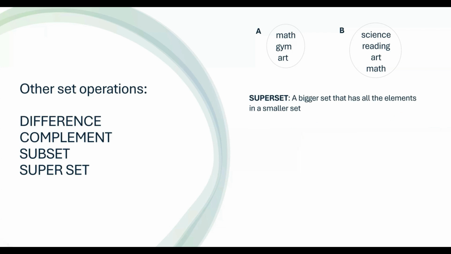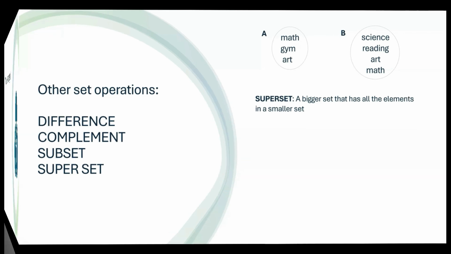So it's just a smaller set. The idea of a superset is a bigger set that has all the elements in a smaller set. So if you take any set and add any more items into it, that will become a bigger set, and that will be a superset. Now, if you want a superset of both A and B, guess what it is? You already know. It's a union of the two. So if you put math, gym, art, science, and reading together to make a set C, C will be a superset of both A and B.